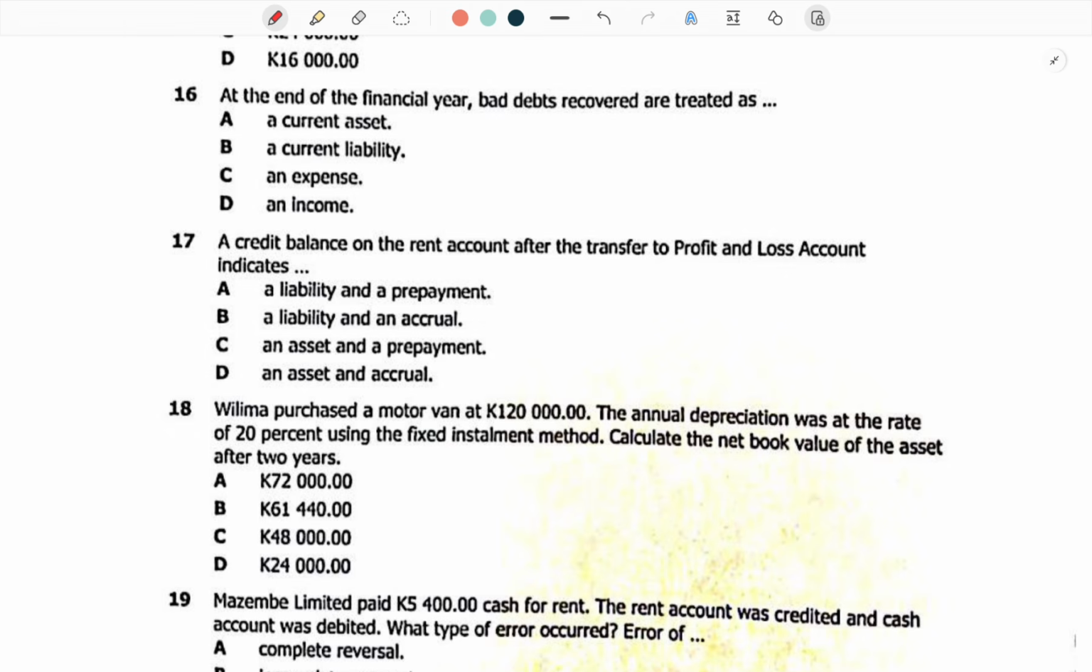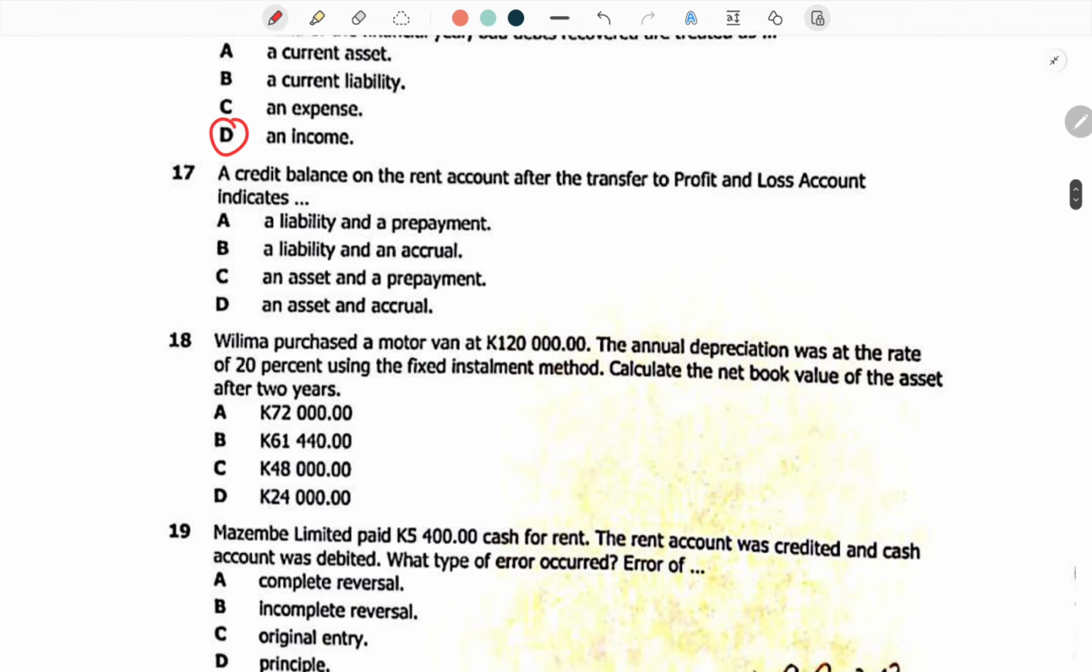At the end of the financial year, bad debts recovered are treated as: A, a current asset; B, a current liability; C, an expense; D, an income. At the end of the financial year, bad debts recovered are treated as, okay, so for 16, D.